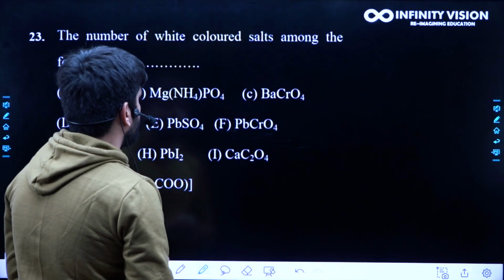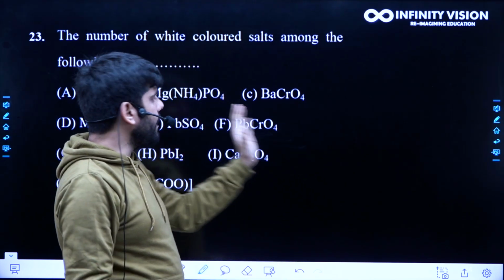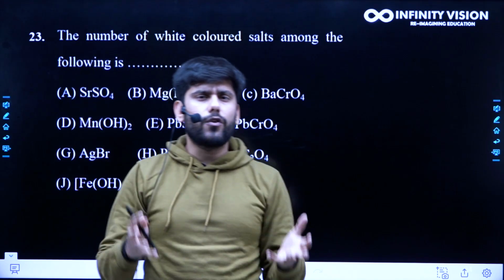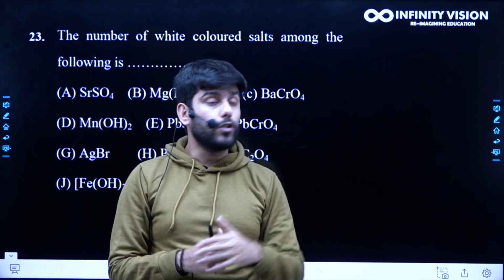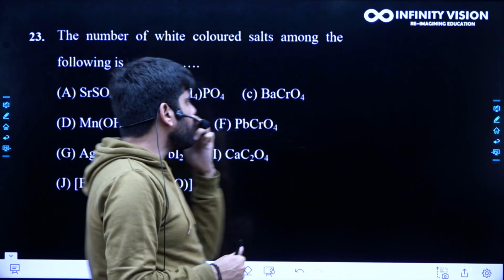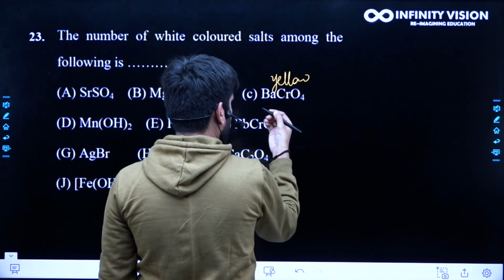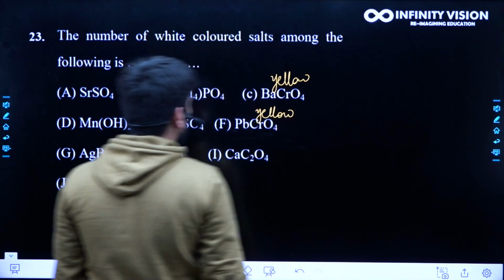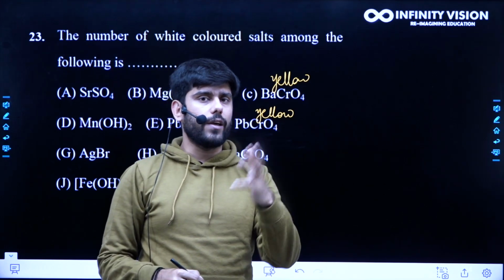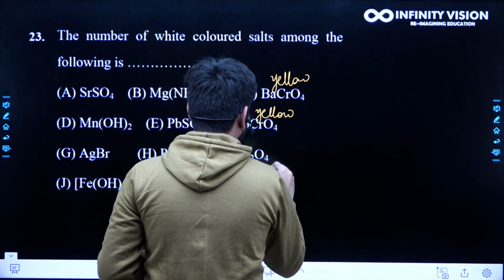The number of white colored salts among the following is a salt analysis question. Now let us eliminate the options that we already know. If you know about chromates, we know that all the chromates are yellow in color. Obviously, there is silver chromate, which is red in color, but most of the chromates are yellow. So barium chromate, yellow. Lead chromate, yellow. We have calcium oxalate. Calcium oxalate we see in group 5 analysis, barium, strontium, calcium. It is white in color.